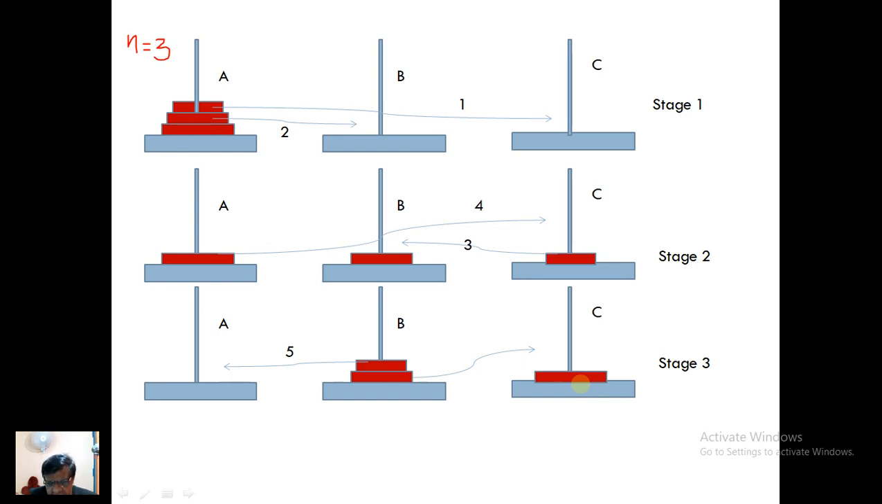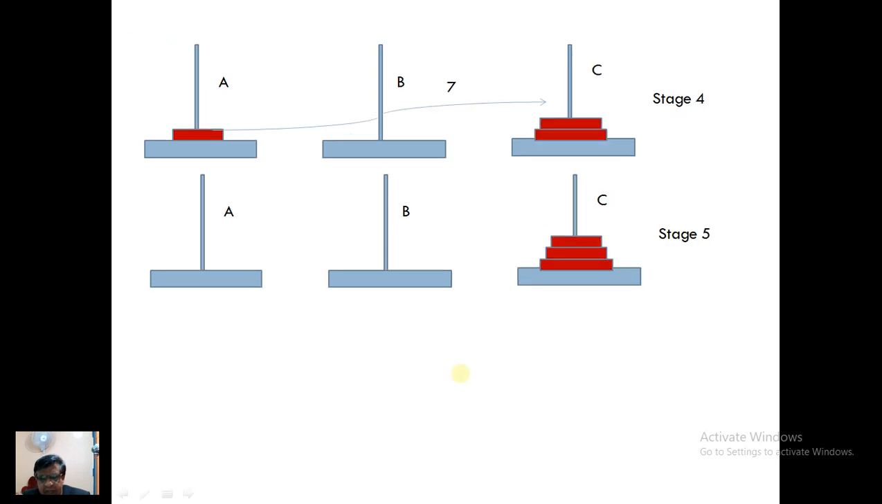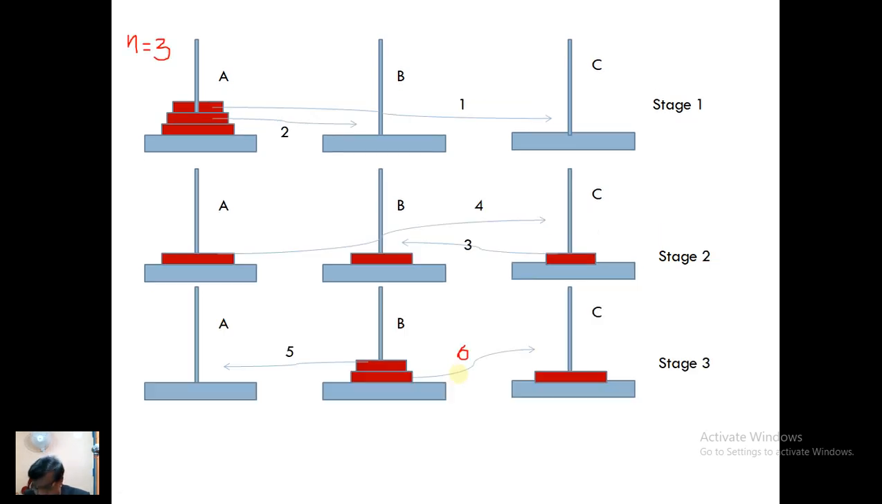The problem is still not solved under stage 3. So stage 3 brings in 2 disks placed in B and the bottommost disk placed in C. Then we can make the top disk move over here, and then the bottom disk to move over here. So this is the 5th and this is the 6th movement. By that point of time the arrangement will be like this.